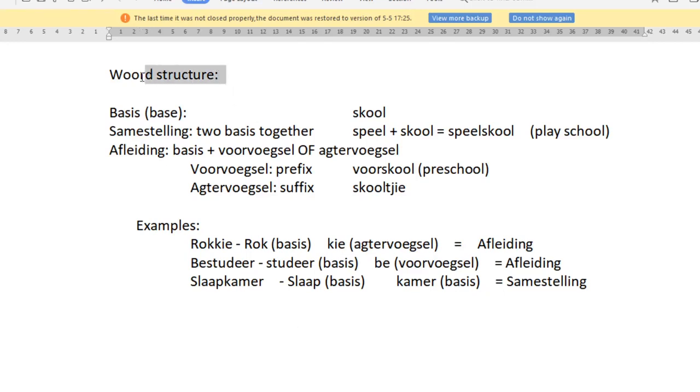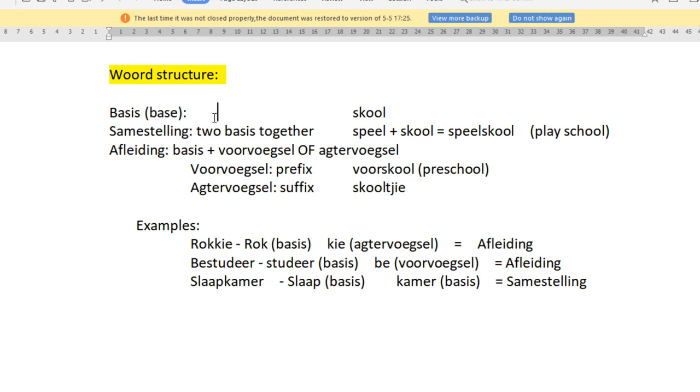Hi. Now we are looking at word structure, woordstruktuur. So we're looking at the building of words instead of the building of sentences. Every word consists of a base, a basis. Here I've got an example after the tab. The basis is the smallest part we can break the word up into that still carries meaning.